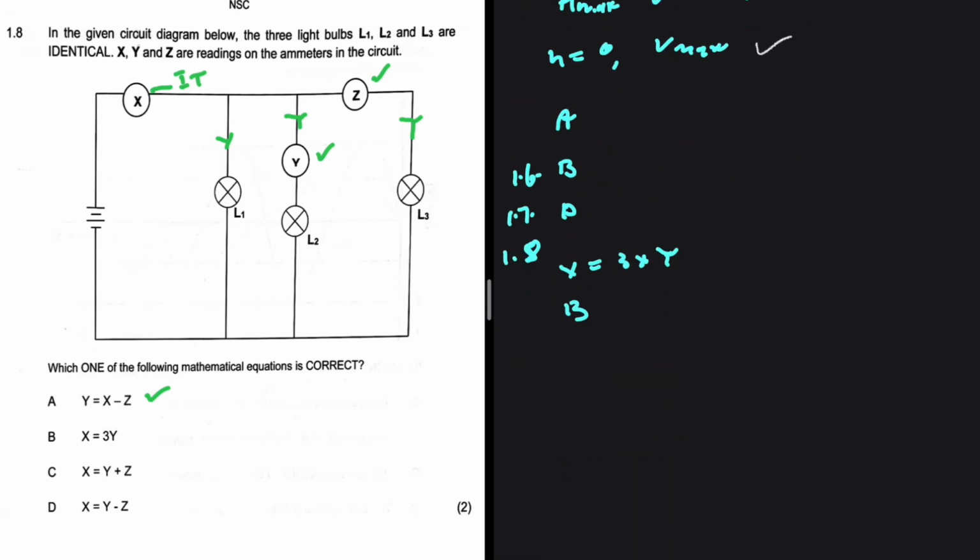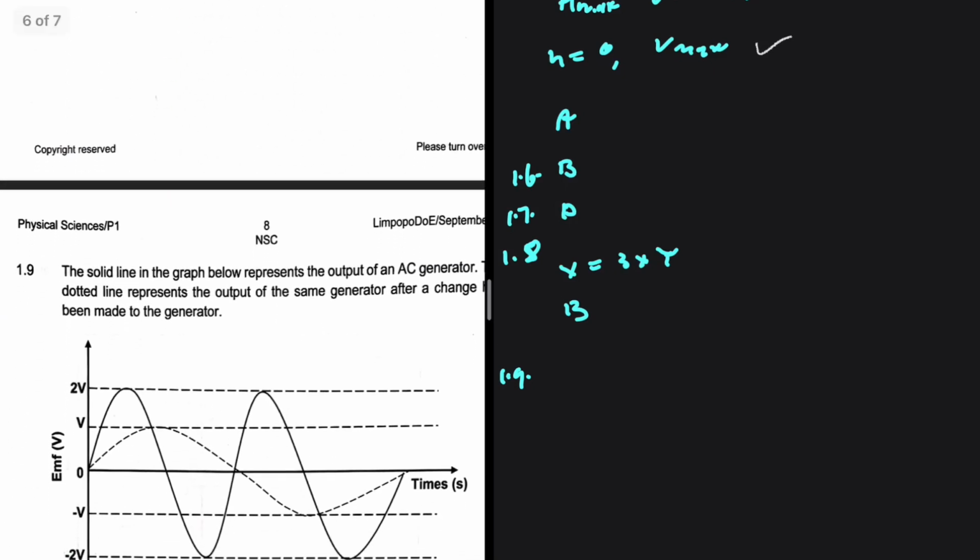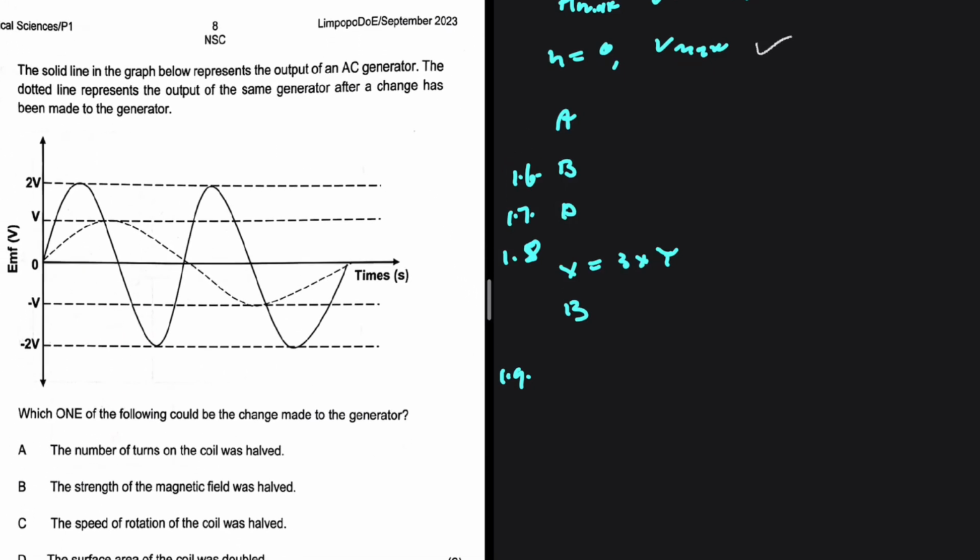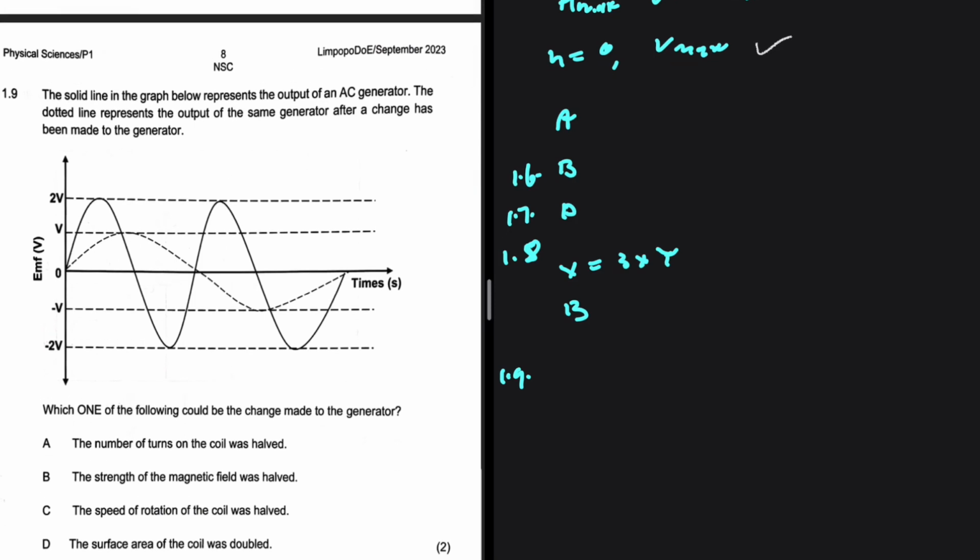1.9. The solid line in the graph below represents the output of an AC generator. The dotted line represents the output of the same generator after a change has been made to the generator. Okay, let's go ahead and do some analysis. Before the change, we have 2 rotations, and after the change, we only have 1 rotation for the same amount of time. So what has changed? Our speed of rotation has now been halved. Which option is that? C. So the answer to 1.9 is C.